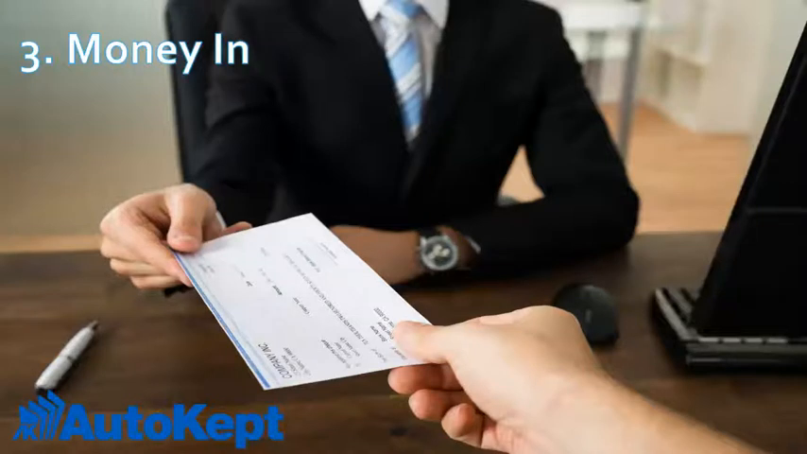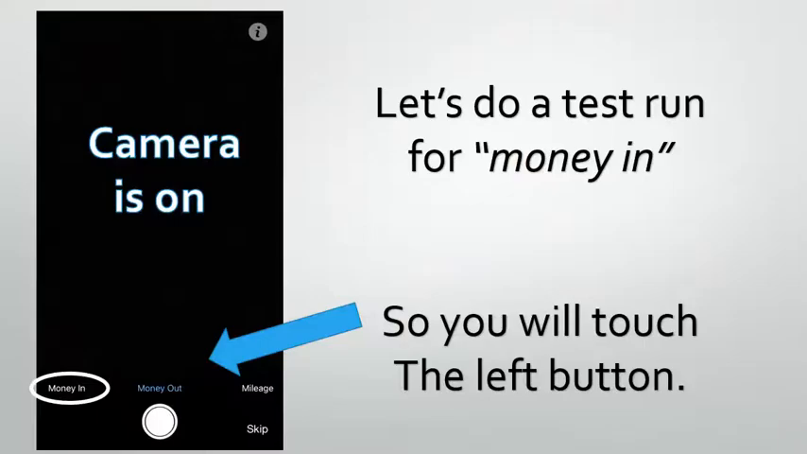Okay, today let's talk about money in. Now, when someone hands you a check, tap your Autokept. The camera's going to turn on, and then down at the bottom left, you'll see the money in button. We'll start there by touching that button, and then take a picture of the check.